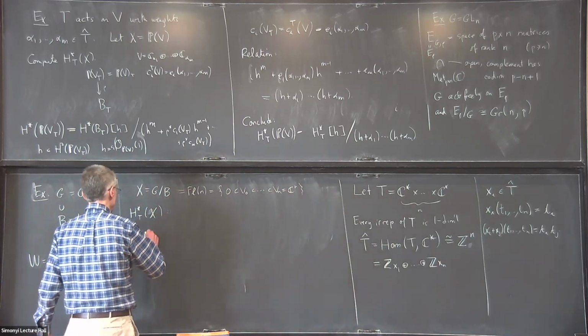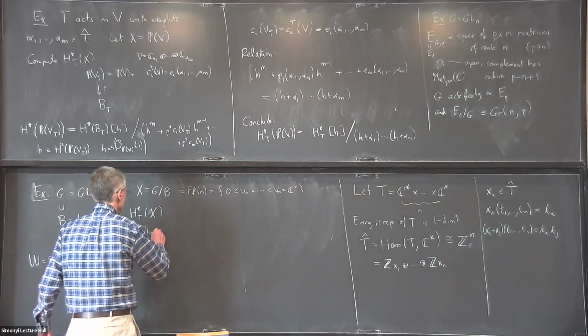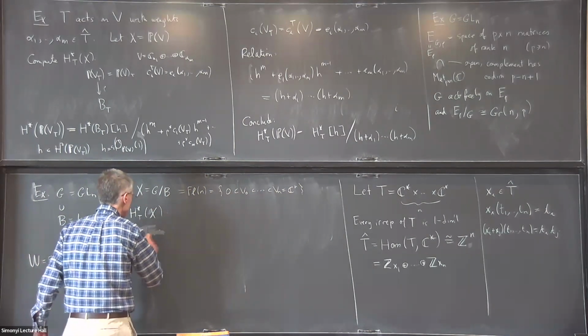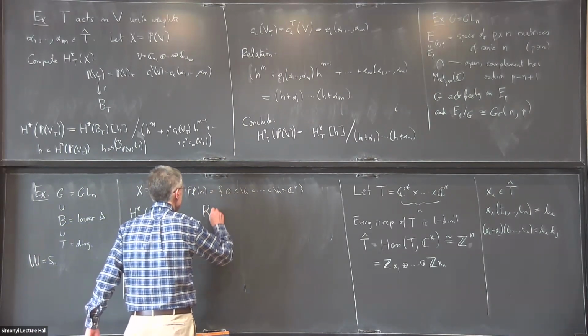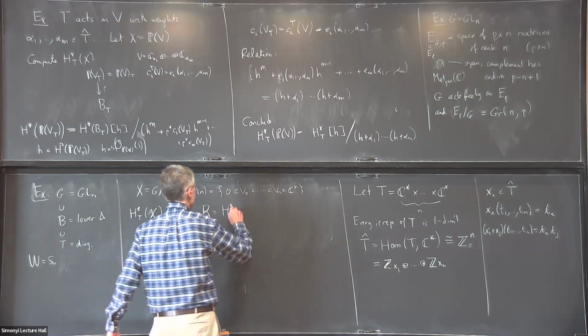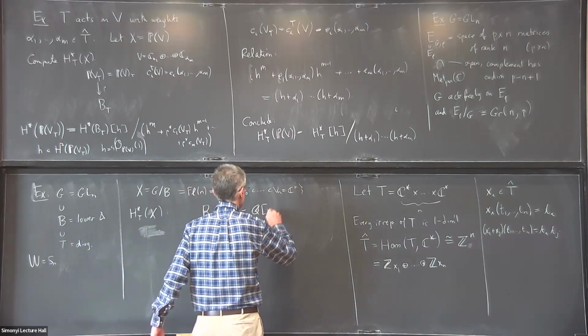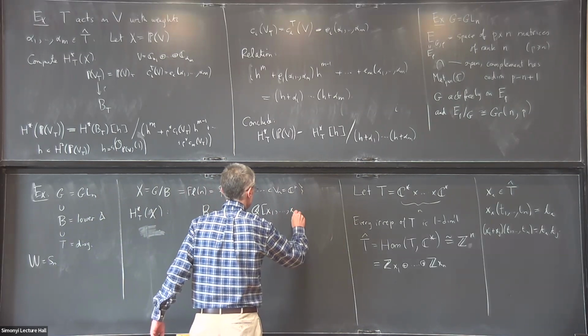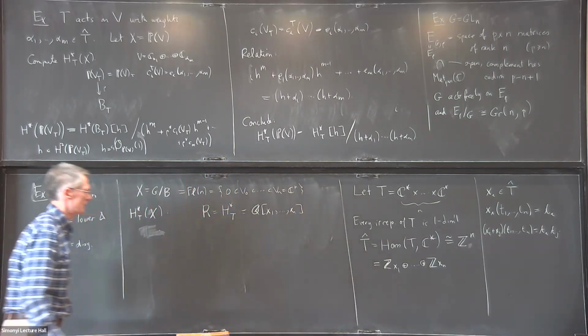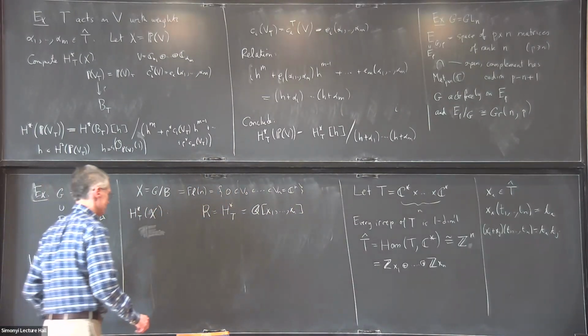Now, just to save some writing, I'm going to let R be equal to H star of T, which is going to be Q of X1 up to Xn. Okay.